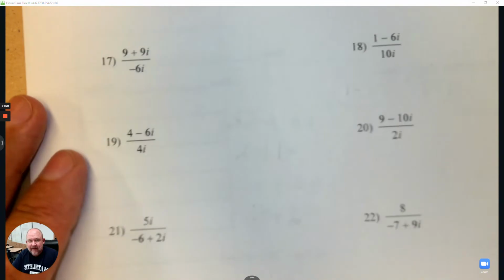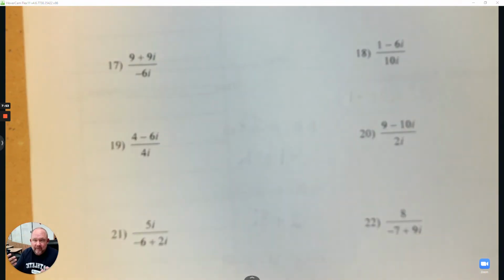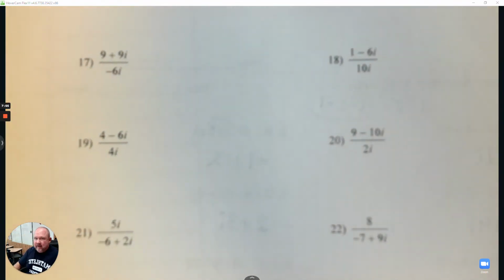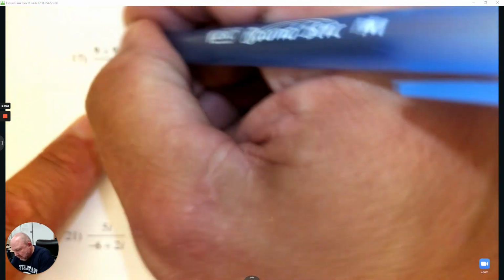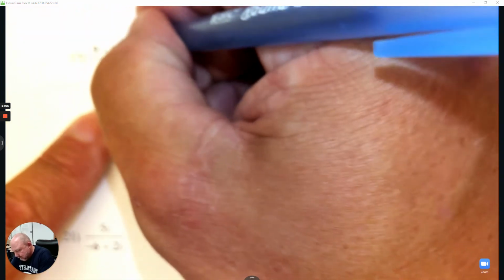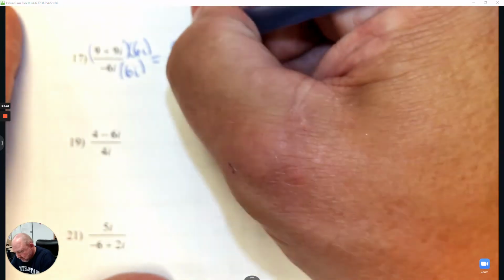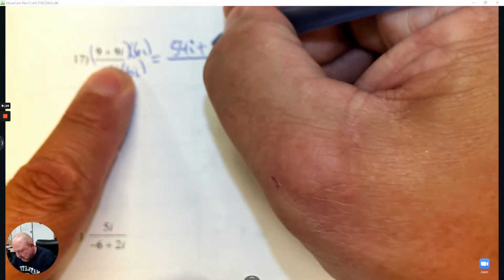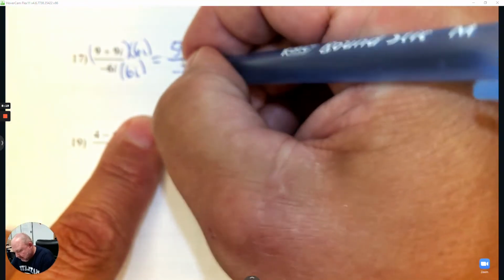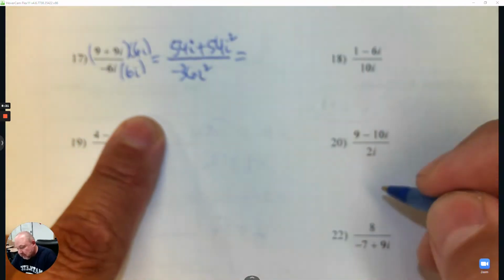All right, turn the page. Now, this side is dividing. Whenever we divide, we multiply by what's called the conjugate. Now, the conjugate means you change the sign of the imaginary number. So negative 6i, we're going to multiply top and bottom by positive 6i. So 9 times 6i and 9 times 6, but this is going to be an i squared. And then here, this is going to be an i squared. So we have some work to do.